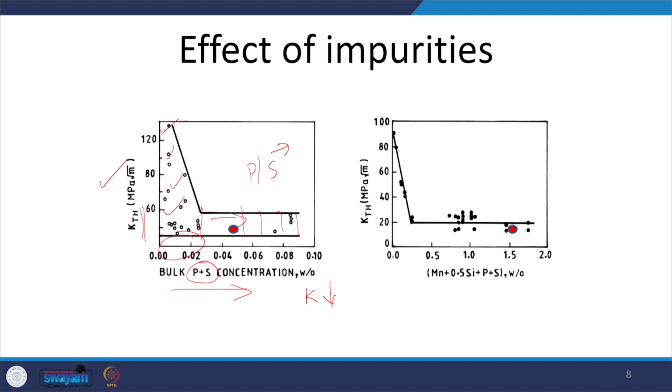And the same thing we can also see when we take into account the manganese and silicon along with the phosphorus and sulfur, then also a reduction in the fracture toughness is observed. So, the dots indicate the points corresponding to the steel with a given cumulative phosphorus and sulfur content, which means the steel had lower fracture toughness, and similarly the steel also showed lower fracture toughness when we took the manganese and silicon content into account.